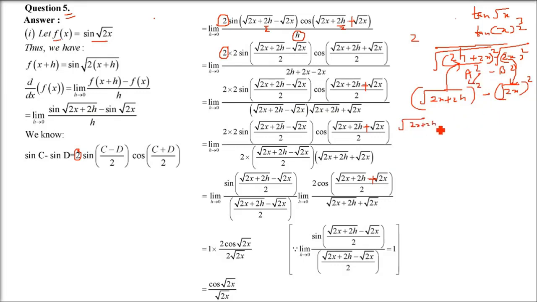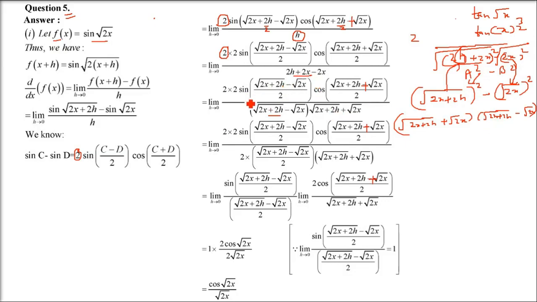So you can write it as under root 2x plus 2h plus under root 2x, that is a plus b, and under root 2x plus 2h minus under root 2x, that is a minus b. So this is a plus b, a minus b. h we have written finally like this. We started with h and we have got this. Okay, this is the only concept here.